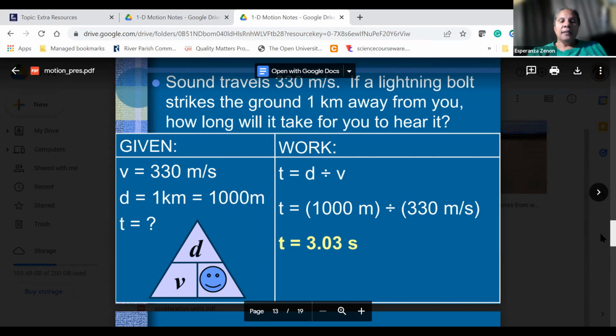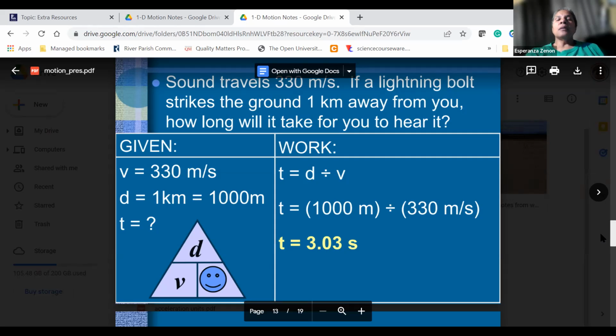So in this particular case, since they're asking me to find time in my distance, speed, and time pyramid, I just cover up the T, and that means I take the distance divided by the speed, D over V. That's 1,000 meters divided by 330 meters per second. Now, you can use your calculator to do the number part of that. That gives you 3.03. And as far as the units go, you have meters on top and the meters on the bottom will cancel, and you're left with seconds. Okay.